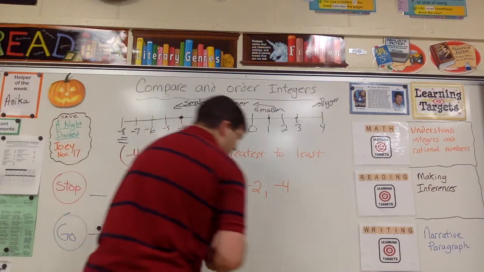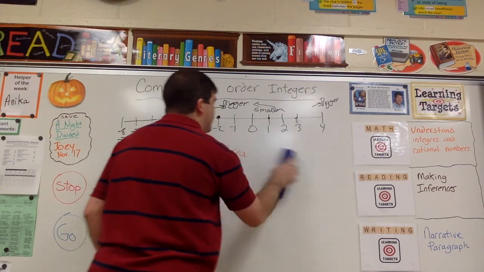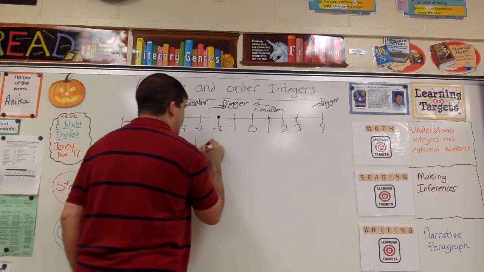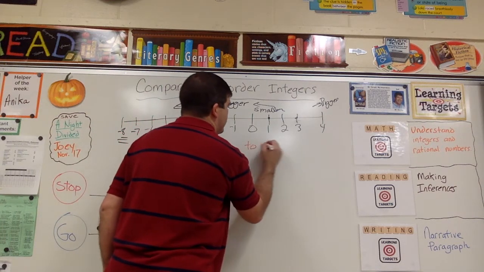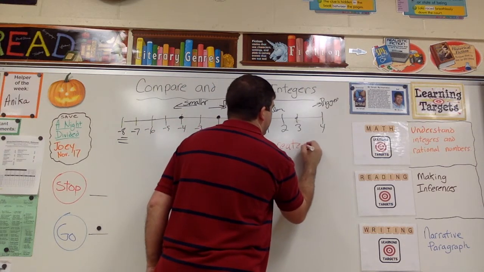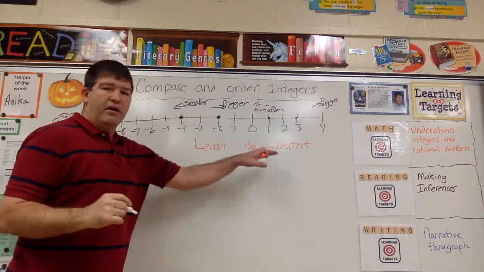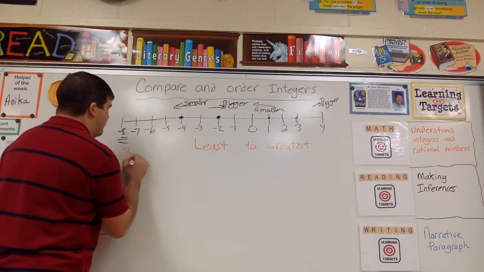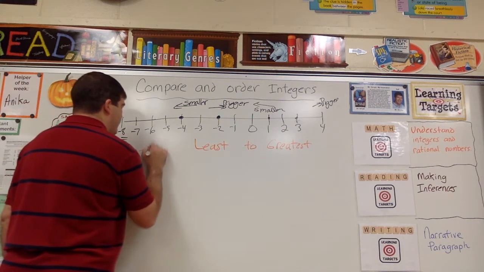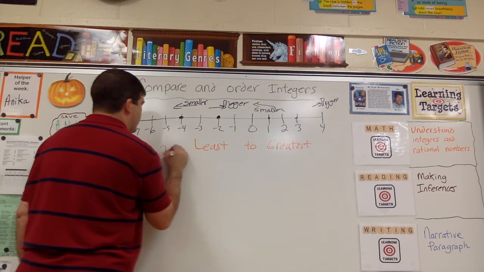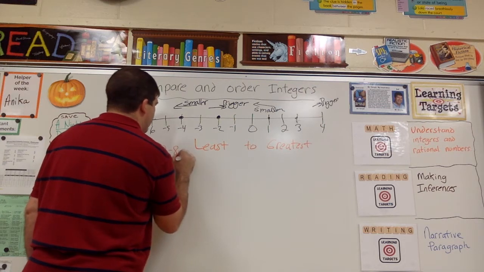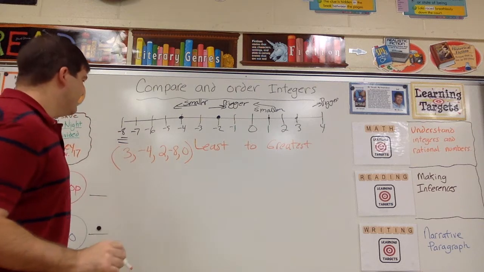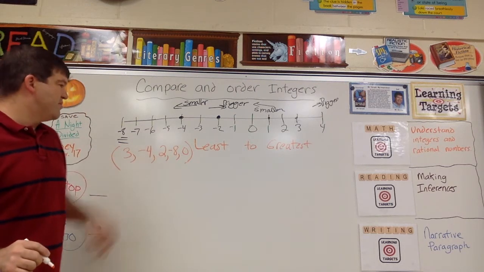Okay, let's do another set. This time we'll do least to greatest. Now this is going to go small to big. And my set will be, I'll do a 3, I'll do a -4, 2, -8, and 0. I'm going to do a 0 in there. Okay, so I have these 5 integers.